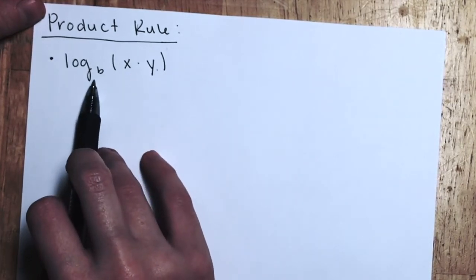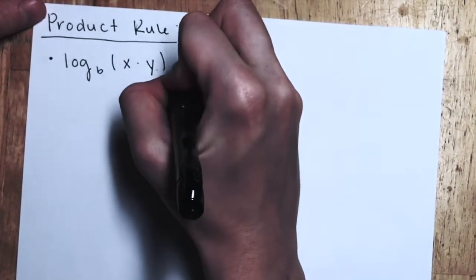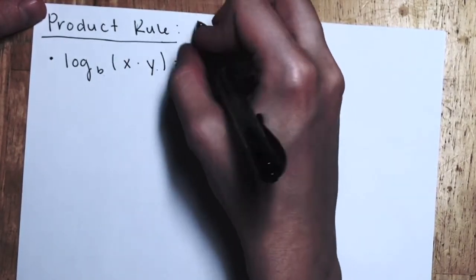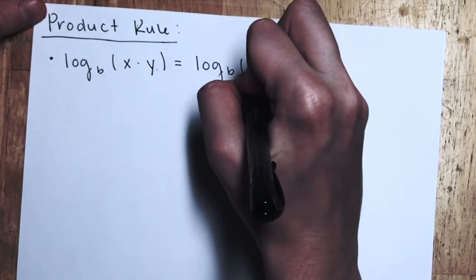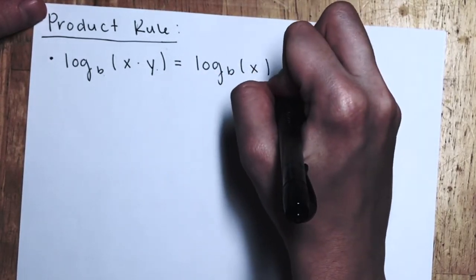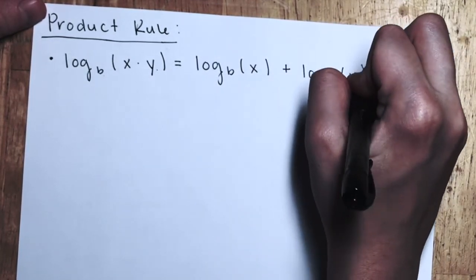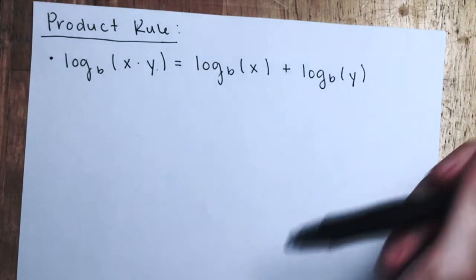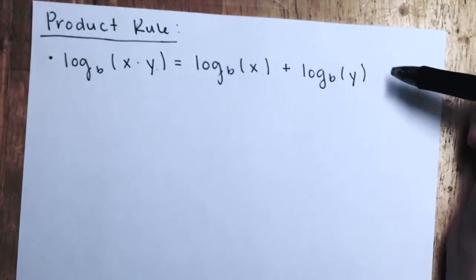So if we take the log of two things that are multiplied together, we can actually split it up into log base b of x plus log base b of y. This is due to sort of the way that exponent rules work.